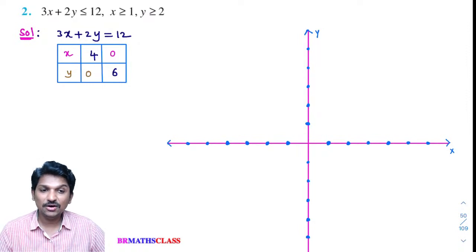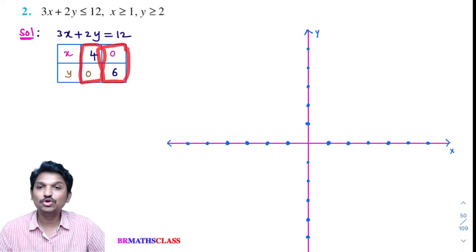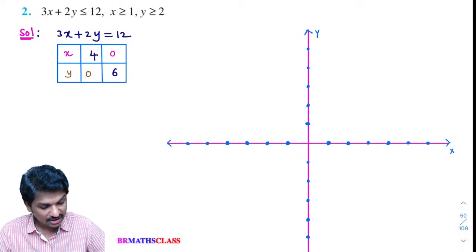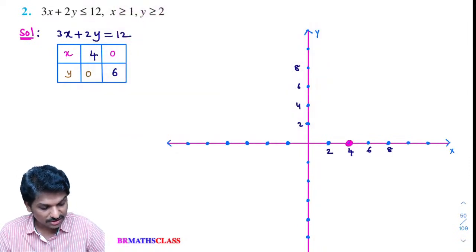Now what will I do? I got 2 points on this line: 4, 0 and 0, 6. I'll mark these 2 points on this graph sheet. I'll take the scale as 2, 4, 6, 8 like that. Mark the point 4, 0 here. The point 0, 6 is here.